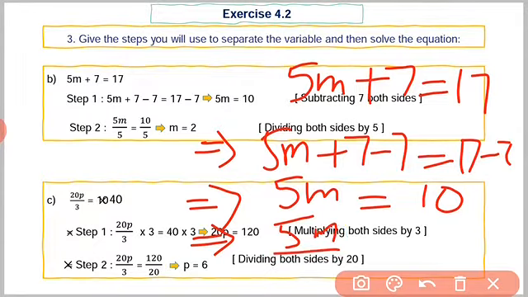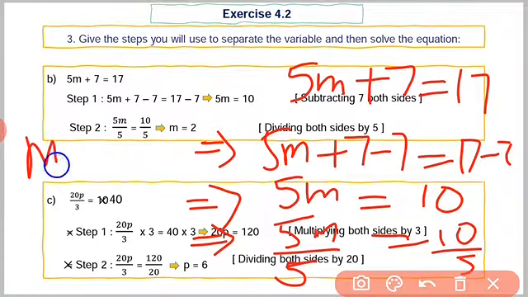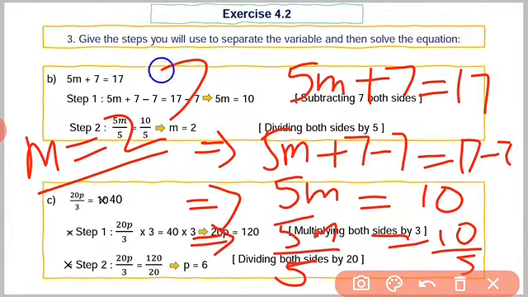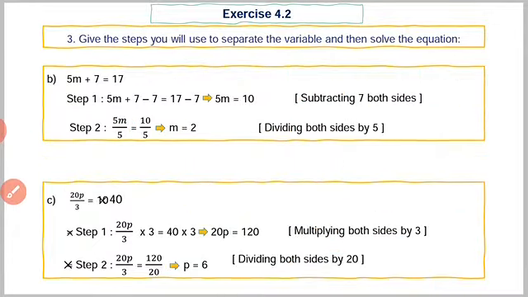So 5m divided by 5, 10 divided by 5. So what will be the answer? m is equal to 2. So m is equal to 2 is the solution to the equation 5m plus 7 is equal to 17. Let's take C part.